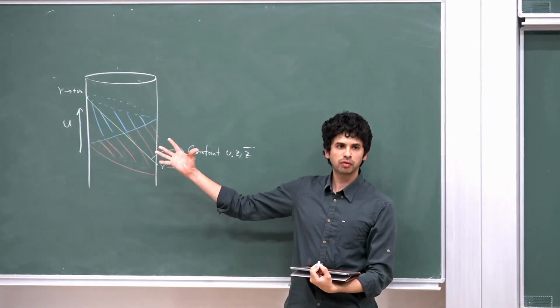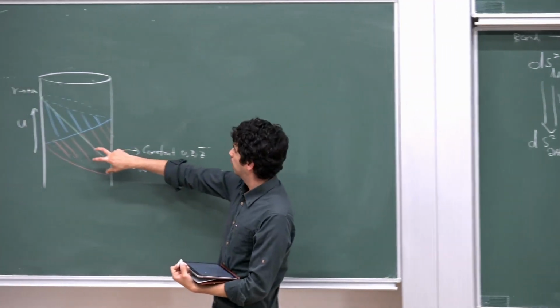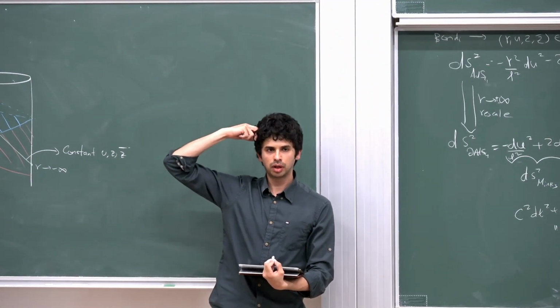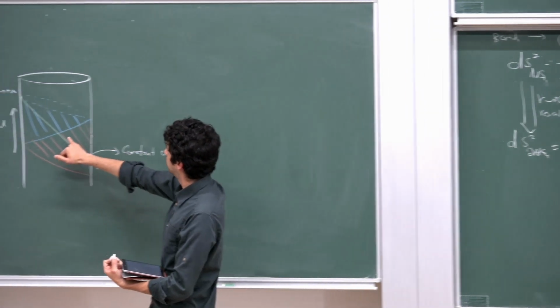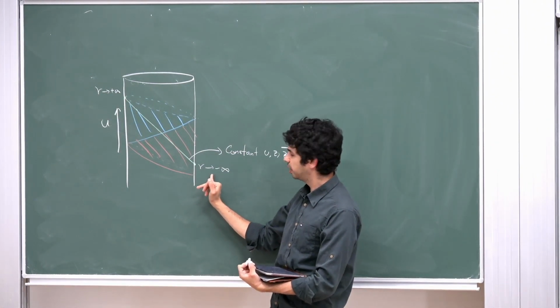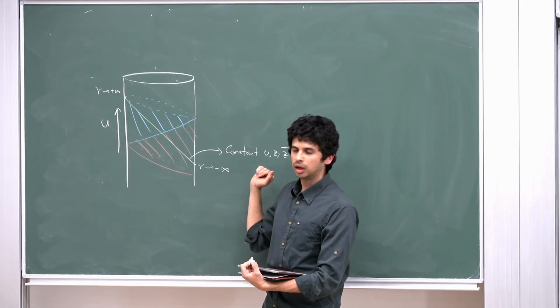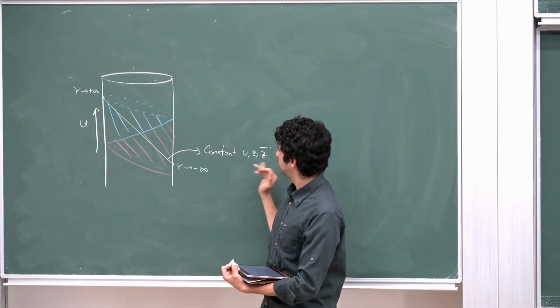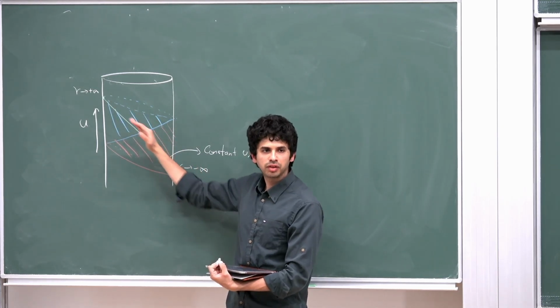If you're used to thinking of AdS as a cylinder, the boundary coordinates cover multiple Poincare patches of the cylinder. So R equals plus infinity is on one Poincare patch, and R equals minus infinity is on the other Poincare patch. So the green line is a line of constant u, z, and z bar, but it varies in R.